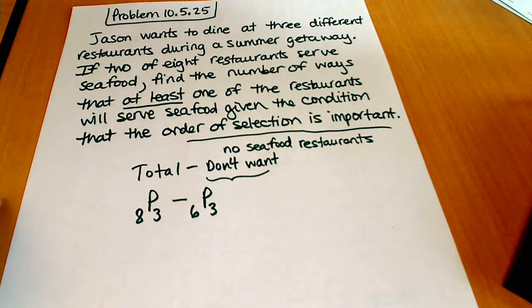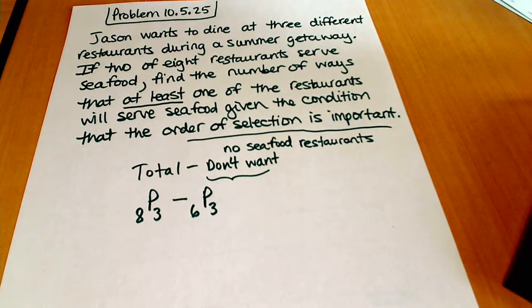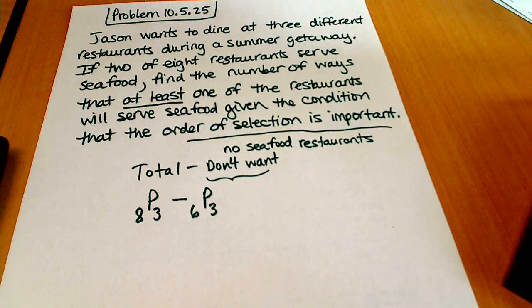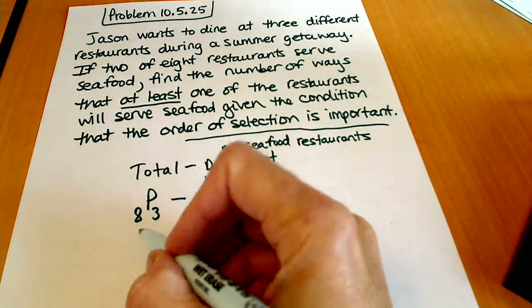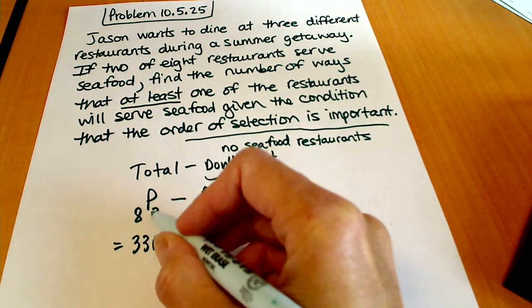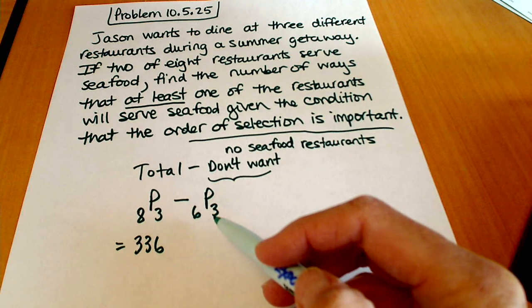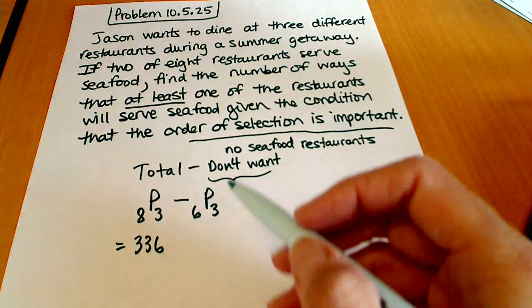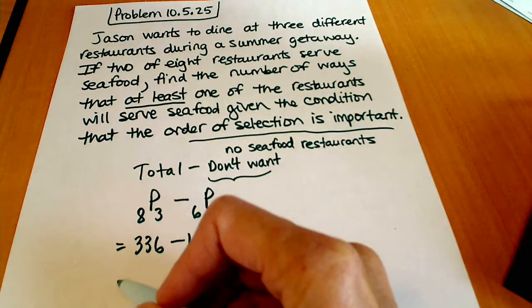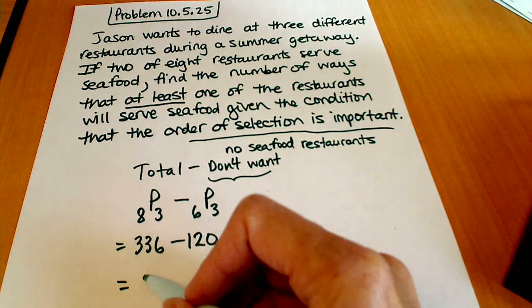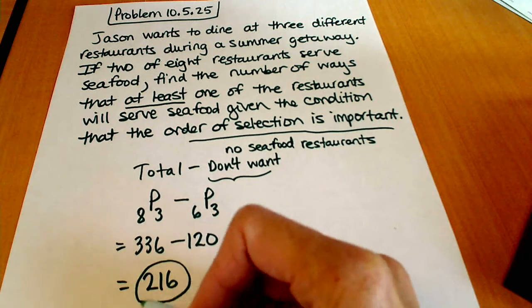So a permutation of 8 things taken 3 at a time. I have to grab my calculator here. A permutation of 8 things taken 3 at a time, I'm getting 336 for this permutation right here. And then let's take 6 permutation 3 taken 3 at a time, and that's 120. And so if we subtract those, then we're looking at 216 for this problem.